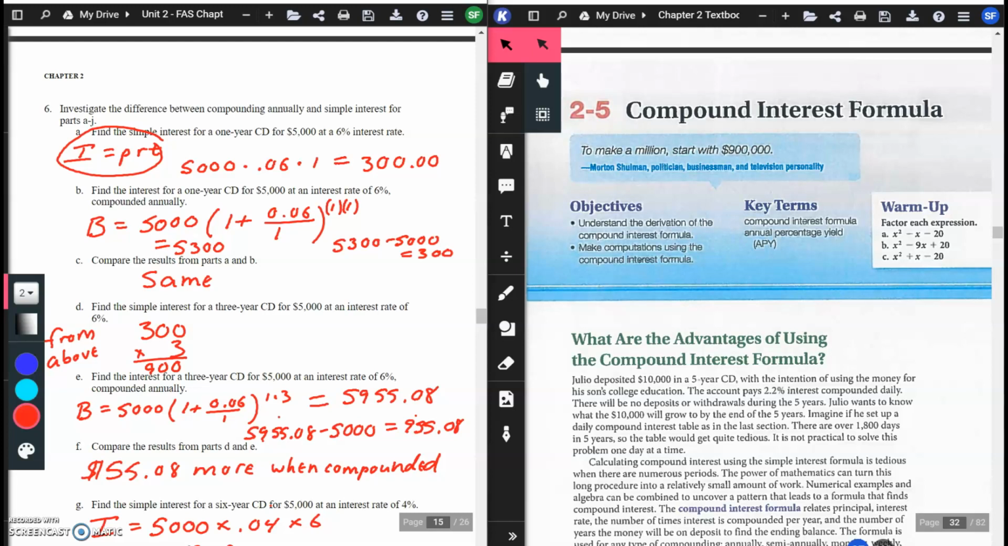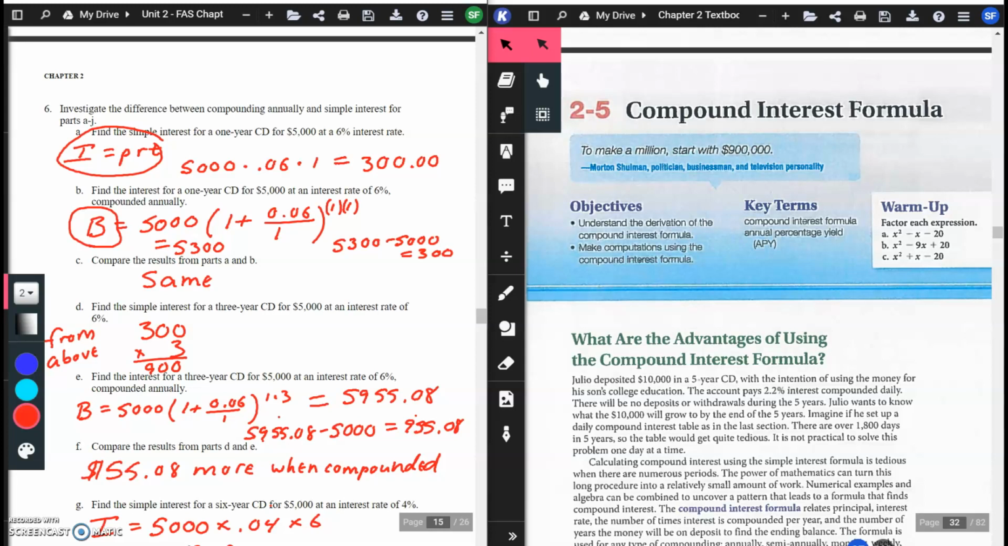Here we're going to use our B formula that we just did in this section. When it says simple interest, it'll ask you for simple interest. That's a set period of time, and you're done. So 5,000 initial deposit times 1 plus 0.06 for 6%. Annually, N would be 1 because it's 1 time per year, and it's 1 times 1, 1 time per year times 1 year. That'll give you 5,300. 5,300 minus 5,000 initial deposit gives you 300. So the results would be the same.